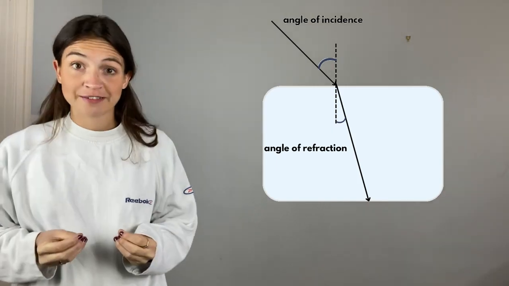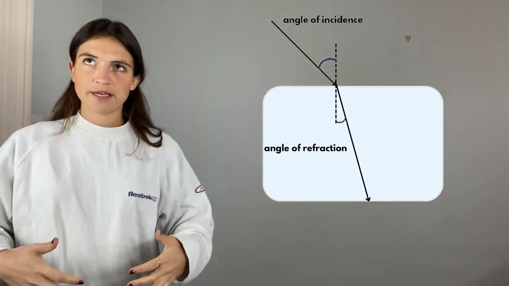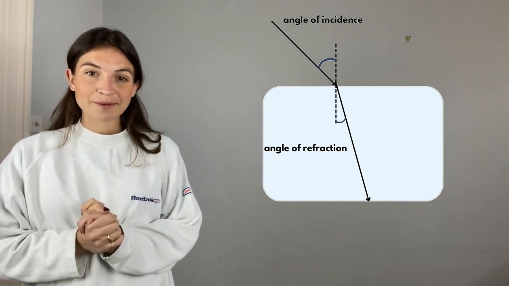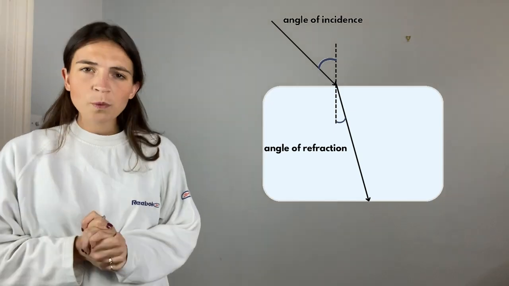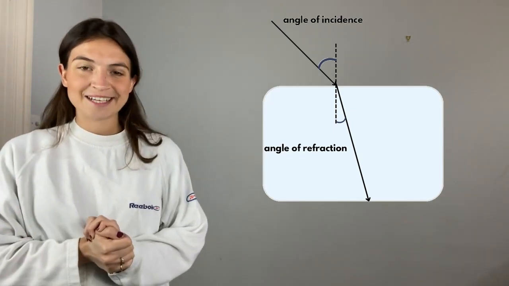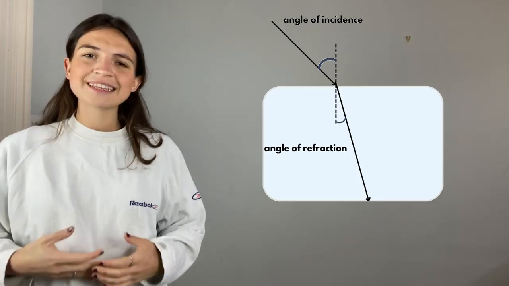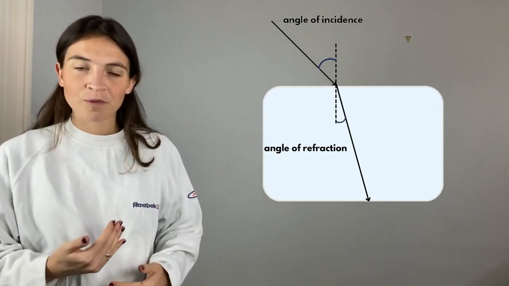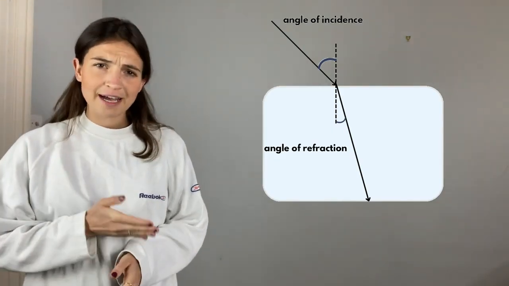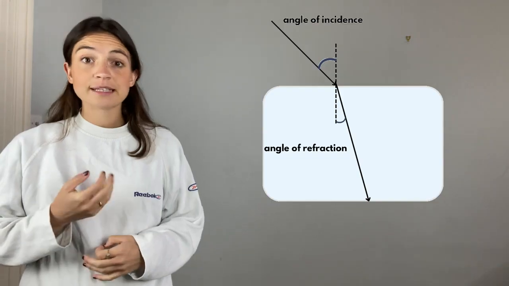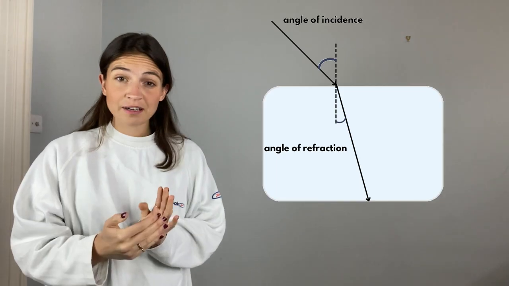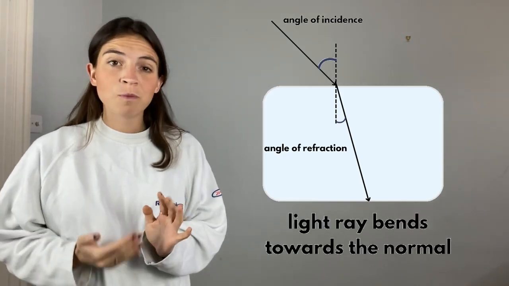Better. The first ray of light is the incident ray. That's because the light is incident on the boundary. And this label here of angle of incidence always goes from the normal to the light ray. Then in the glass, I've got my angle of refraction, and that is the angle, again, from the normal to that refracted light ray. As you can see, my angle of refraction is smaller than my angle of incidence. Or, in other words, it looks as if my light ray has been bent towards the normal.